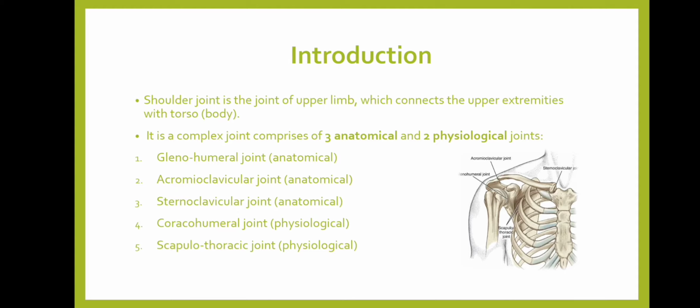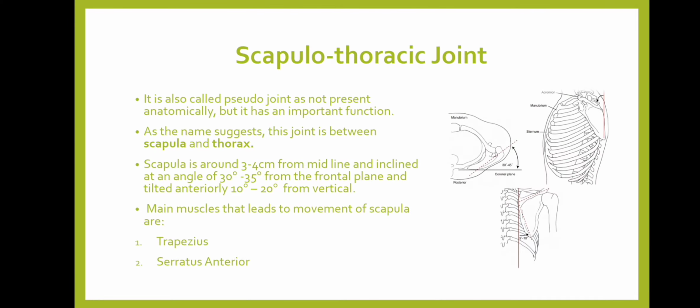Number 1, Gleno-humeral Joint. Number 2, Acromio-clavicular Joint. Number 3, Sterno-clavicular Joint. Number 4, Coraco-humeral Joint. Number 5, Scapulo-thoracic Joint. So let's talk about the first, that is Scapulo-thoracic Joint. It is also called pseudo joint. Pseudo means false, as it is not present anatomically.